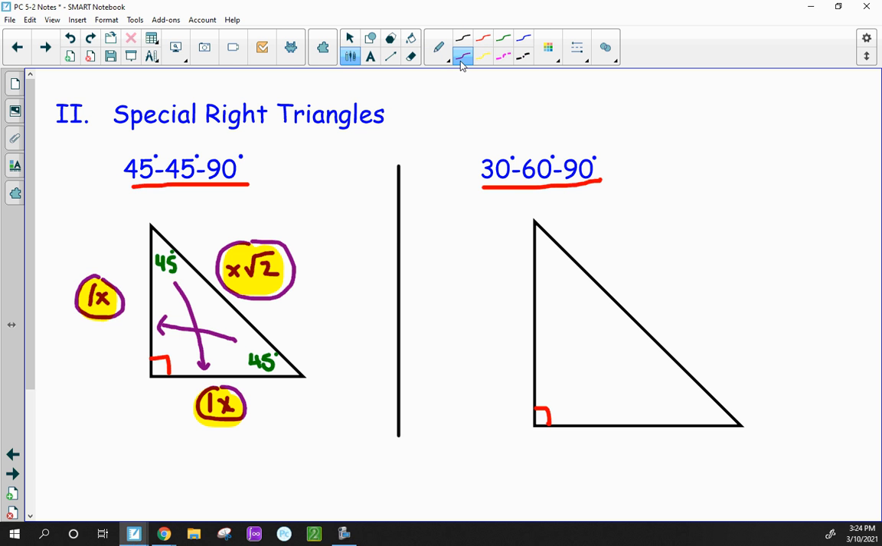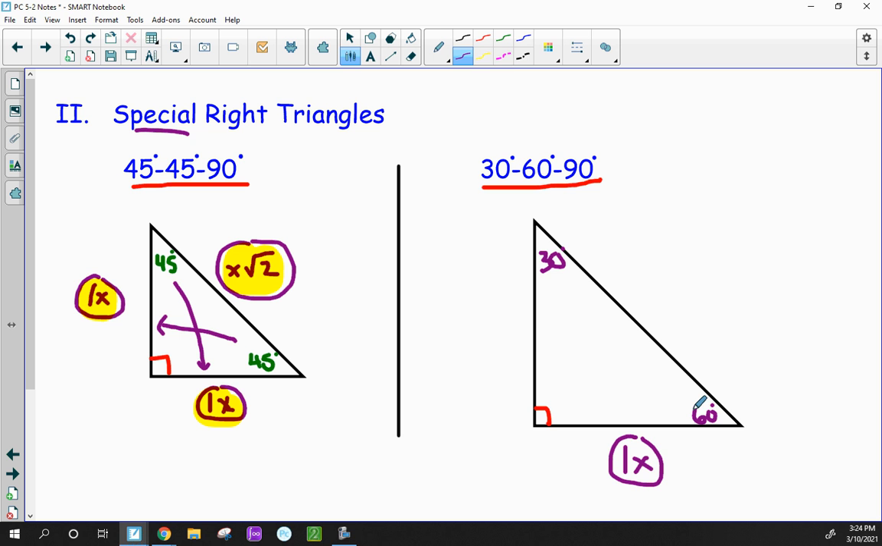Second and final special right triangle. It's called special because there's patterns to it that work all the time. If it's a true 30, 60, 90, we'll put 30 up here. Sometimes they switch it on you, so make sure you're paying attention to where they label it. So let's call this one the 60 degree angle. So we have 30 degrees, 60 degrees, 90 degrees. In a 30, 60, 90 degree triangle, the side opposite the 30 degrees, the side across from it, is going to be some number. I'm going to call that 1x.